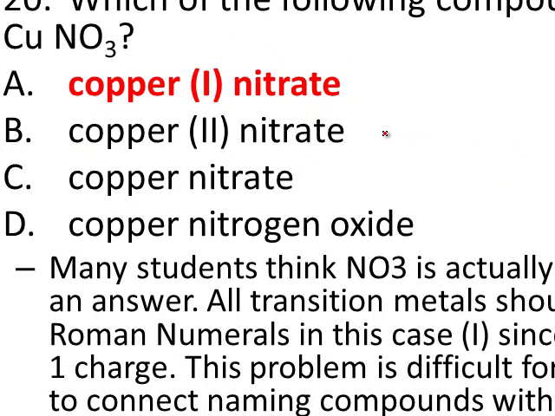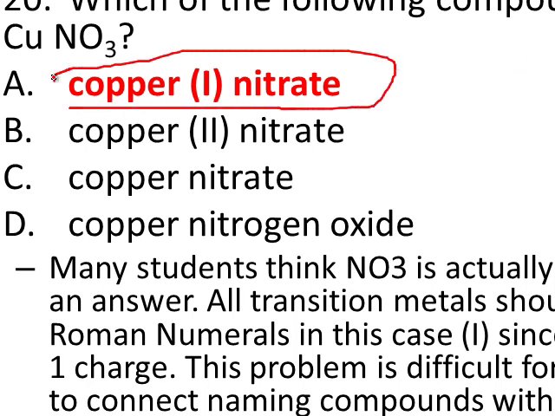Most students think that NO3 is actually nitride, which is not one of your answers. All transition metals should always have a charge. And it's difficult. This tests students' ability to recognize between different metals, like an alkali, alkaline, or transition metal. But a lot of students are just not prepared in terms of memorizing that.